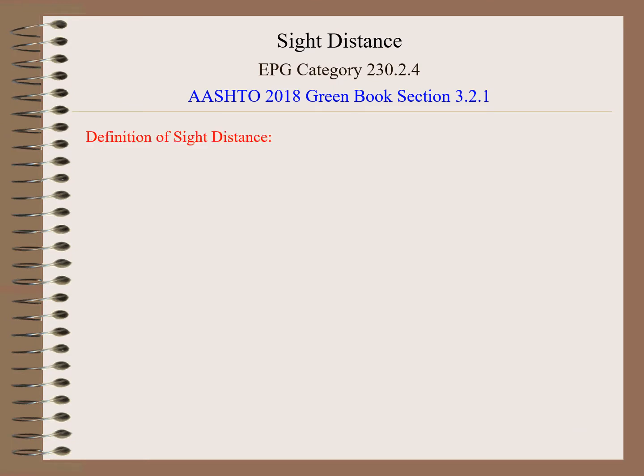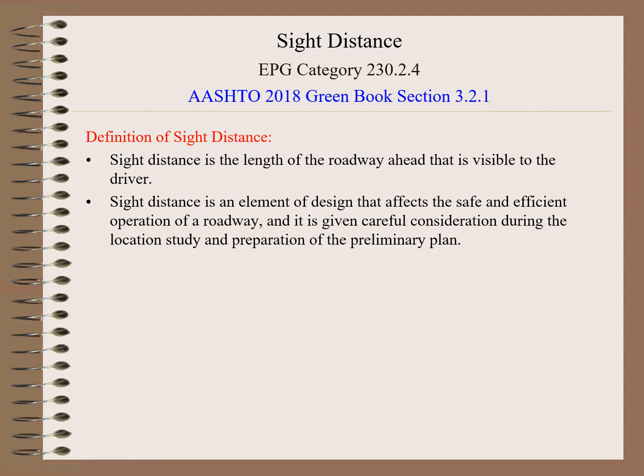Definition of sight distance. Sight distance is the length of roadway ahead that is visible to the driver. Sight distance is an element of design that affects the safe and efficient operation of the roadway, and it's given careful consideration during the location study and preparation of the preliminary plan.